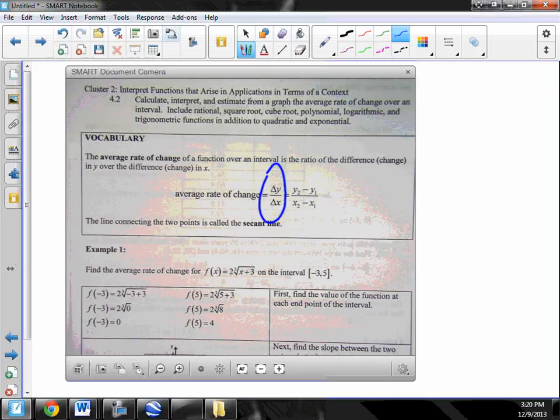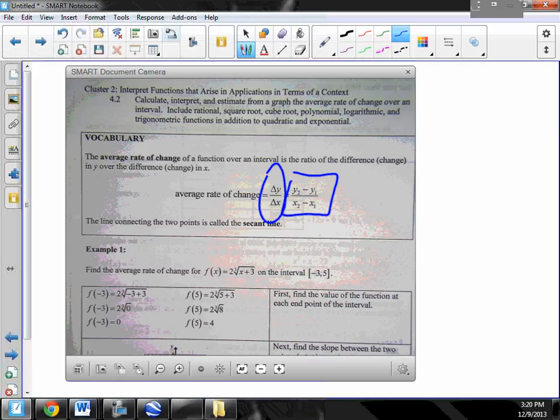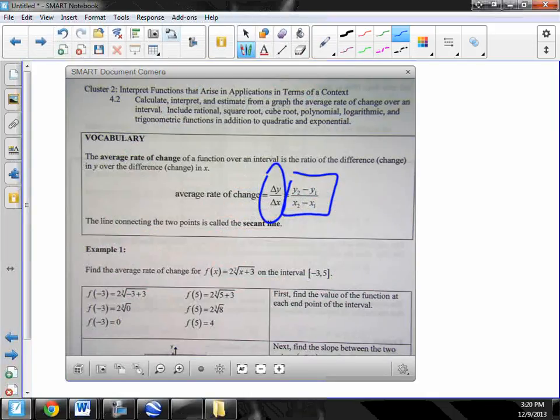And you've seen this formula before. It's just the slope formula. So if you want to know the average rate of change over a particular interval, all you need to do is find the slope between those 2 points, and that will tell you the average rate of change.